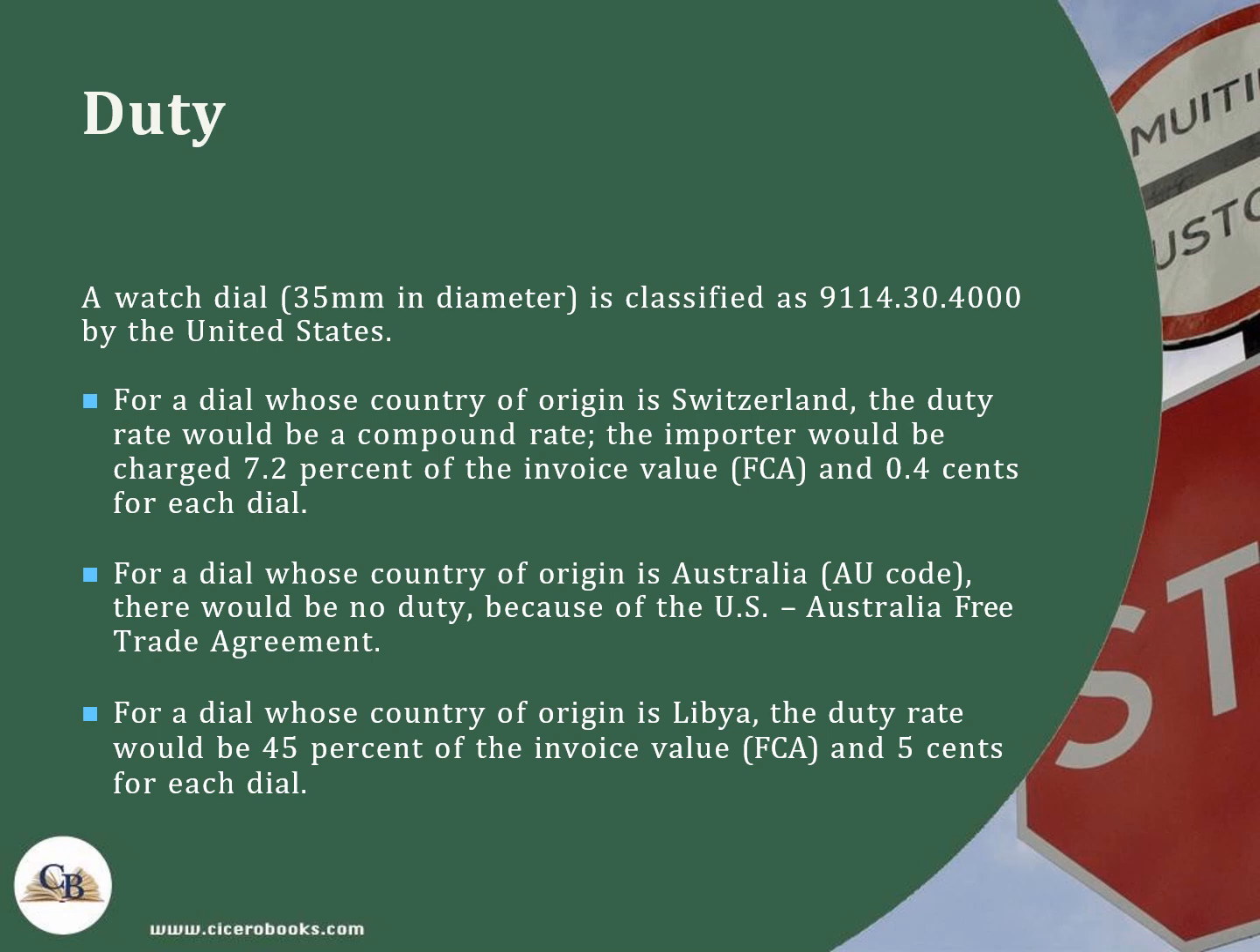For a dial whose country of origin is Australia, AU code, there would be no duty because of the US-Australia free trade agreement. For a dial whose country of origin is Libya, the duty rate would be 45% of the invoice value FCA and 5 cents for each dial. So it will depend on the country.